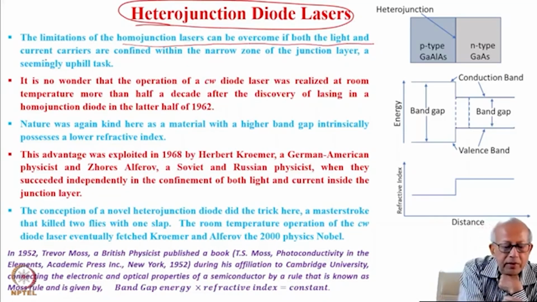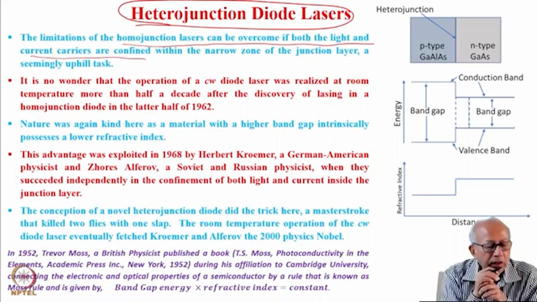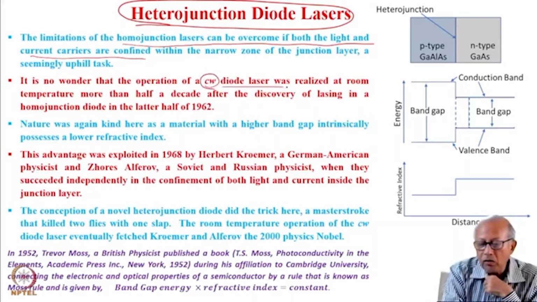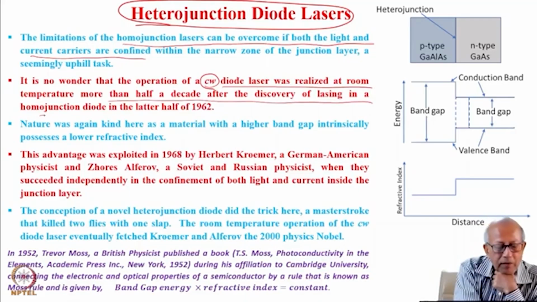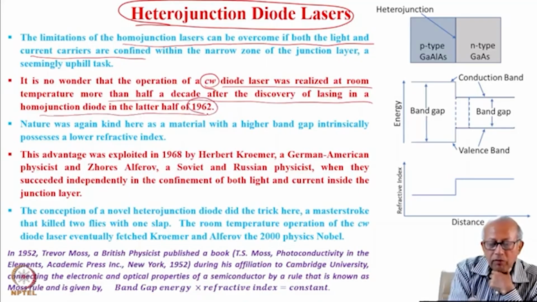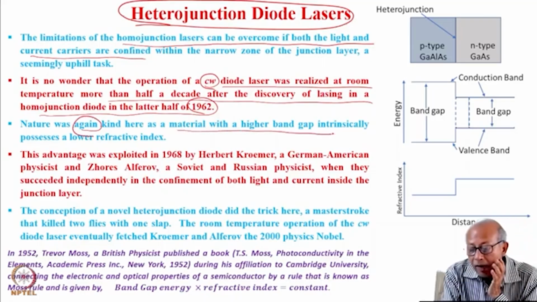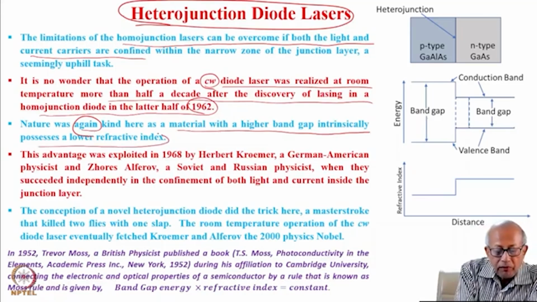if both the light and the current carriers are confined within the narrow zone of the junction laser, a seemingly uphill task. It is not surprising that the operation of a continuously working diode laser was realized at room temperature only more than half a decade after the discovery of lasing in a homojunction diode laser in the latter half of 1962. Nature was again kind here, as a material with higher band gap intrinsically possesses a lower refractive index.